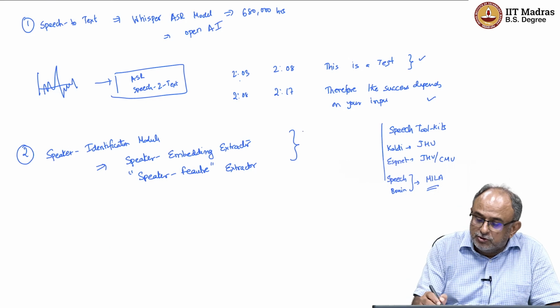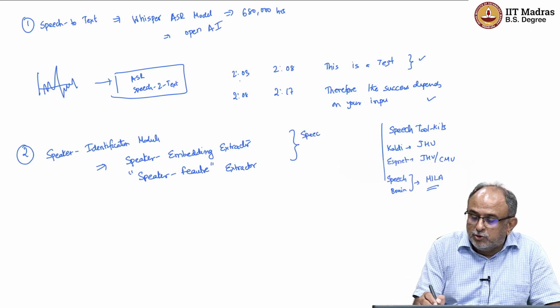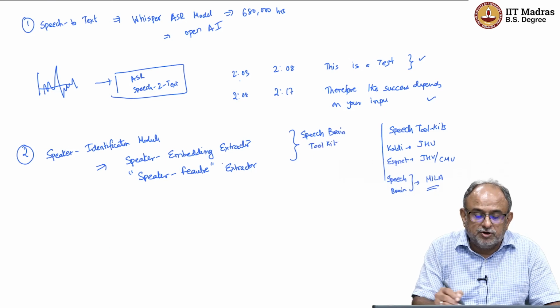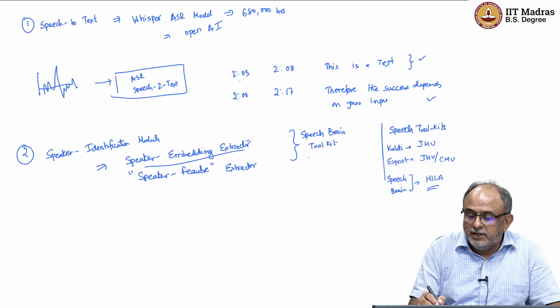So we are going to use the SpeechBrain toolkit, and in the SpeechBrain toolkit they have already built a good speaker embedding extractor called the ECAPA-TDNN model. Okay.